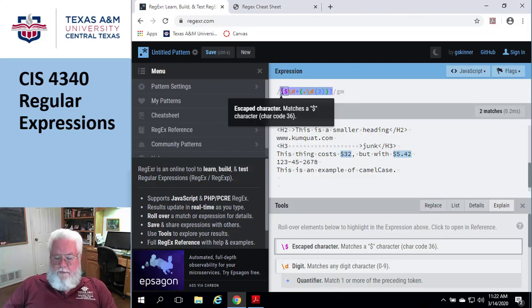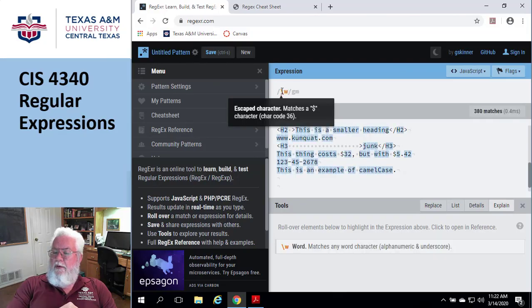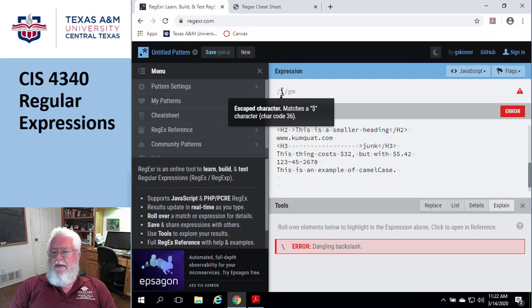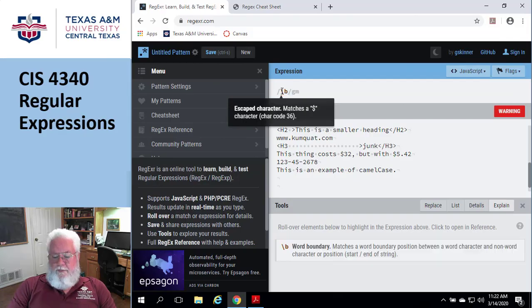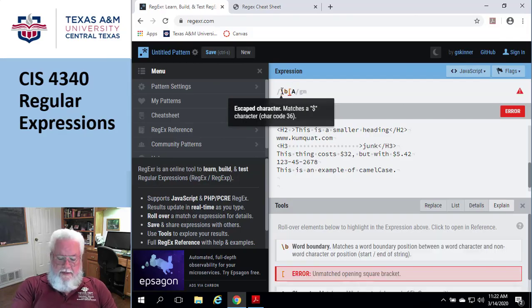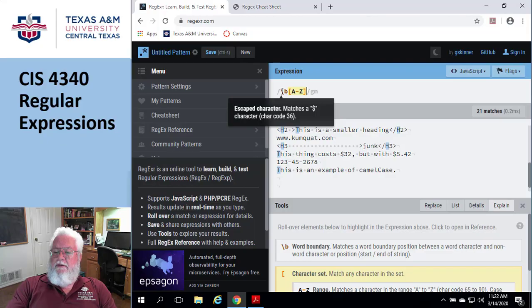Okay. So first of all, /W would give me all words, right? Cool. But I want to find all words that start with a capital letter. So I can't do that. I can't use the B guy to find all word boundaries. And then I would do A to Z like this. Okay, that finds me all words that start with. Okay? Kind of makes sense?